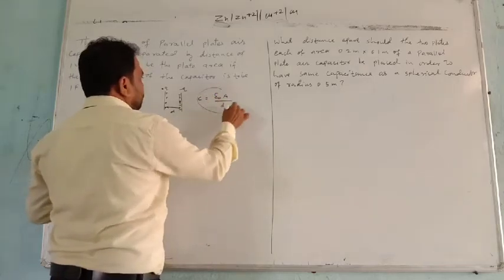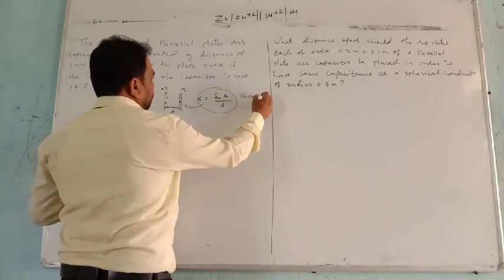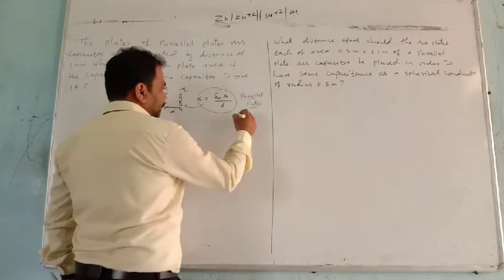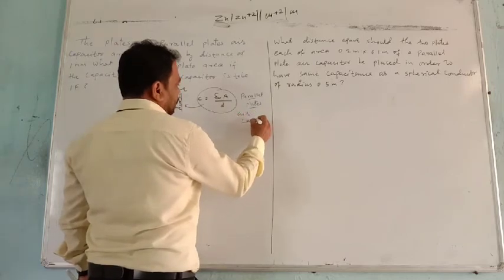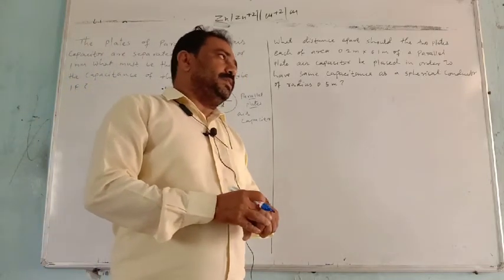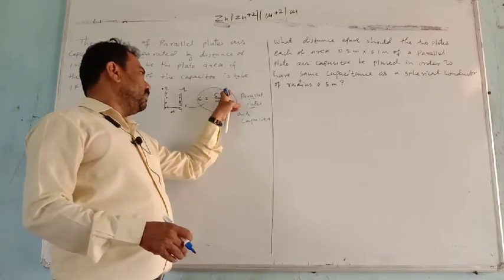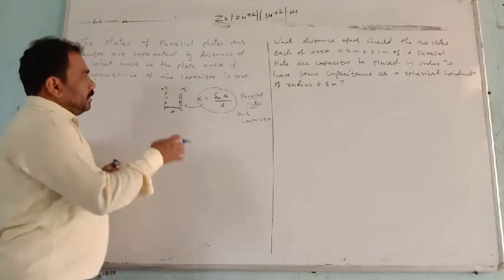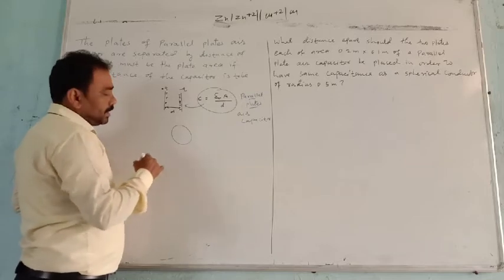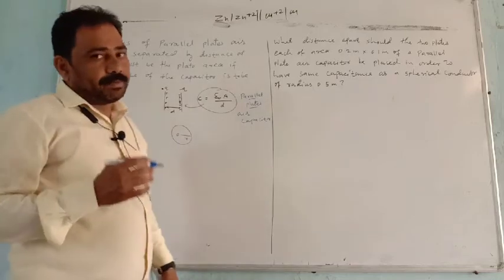When can we use this capacitance formula? Obviously, only when it is a parallel plate air capacitor, then we can use this formula: capacitance is equal to epsilon naught into A upon d. But instead of a parallel plate air capacitor, if we consider a spherical conductor having radius r, how can we find out its capacitance?